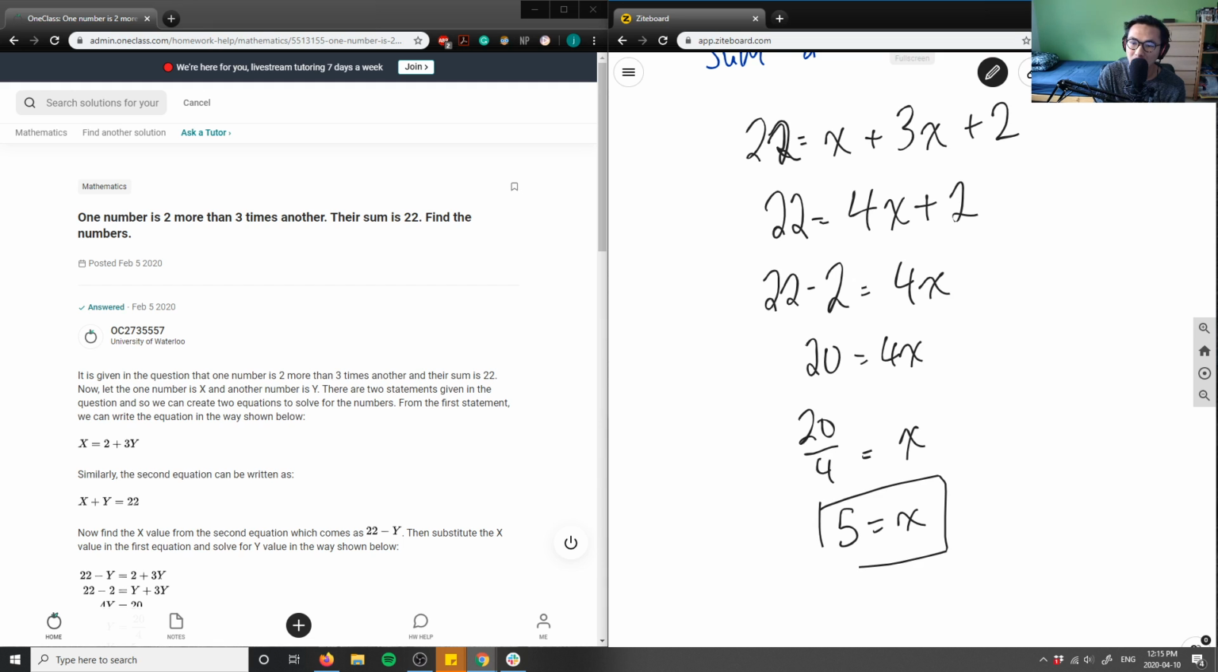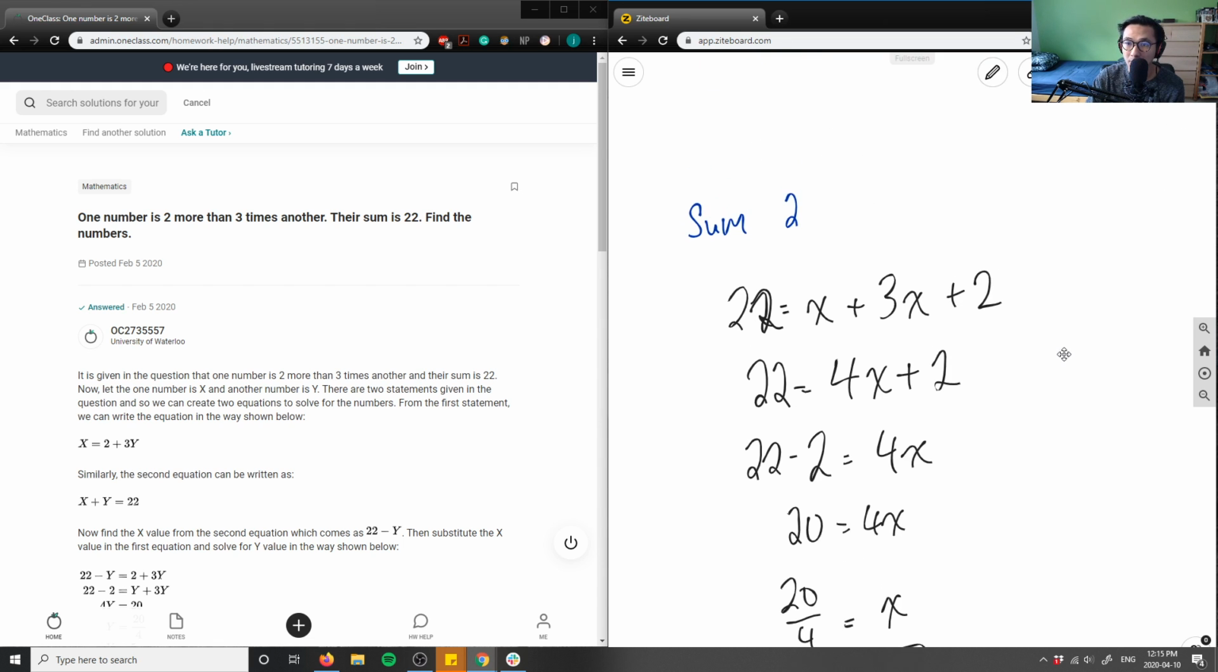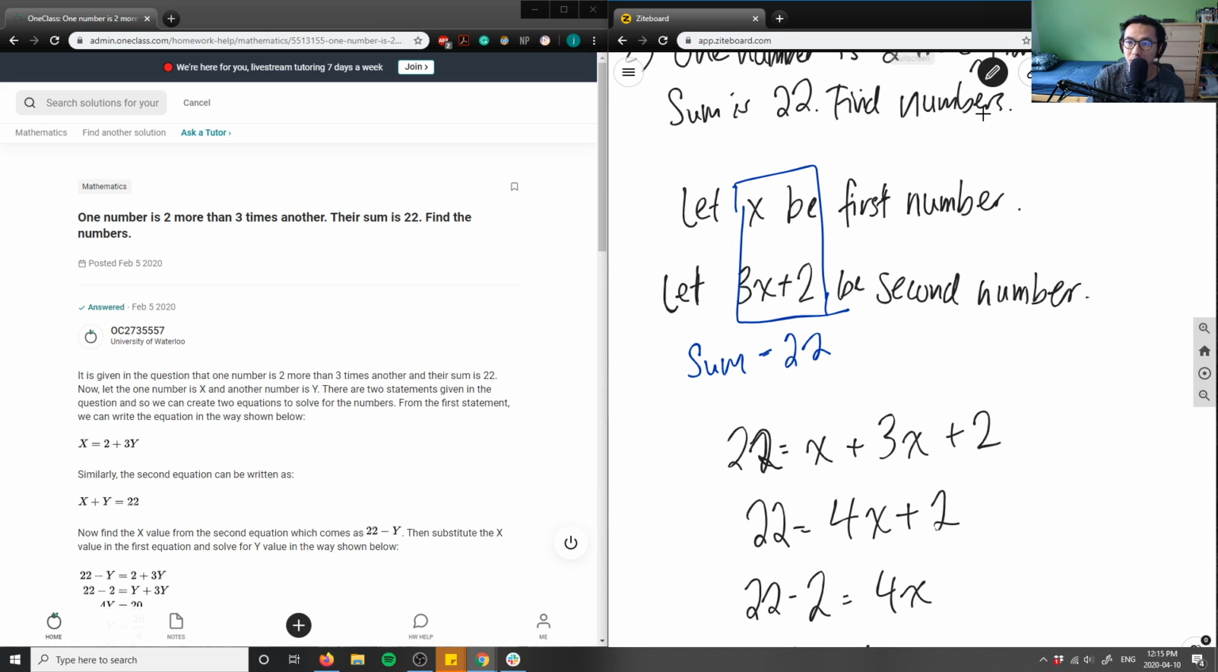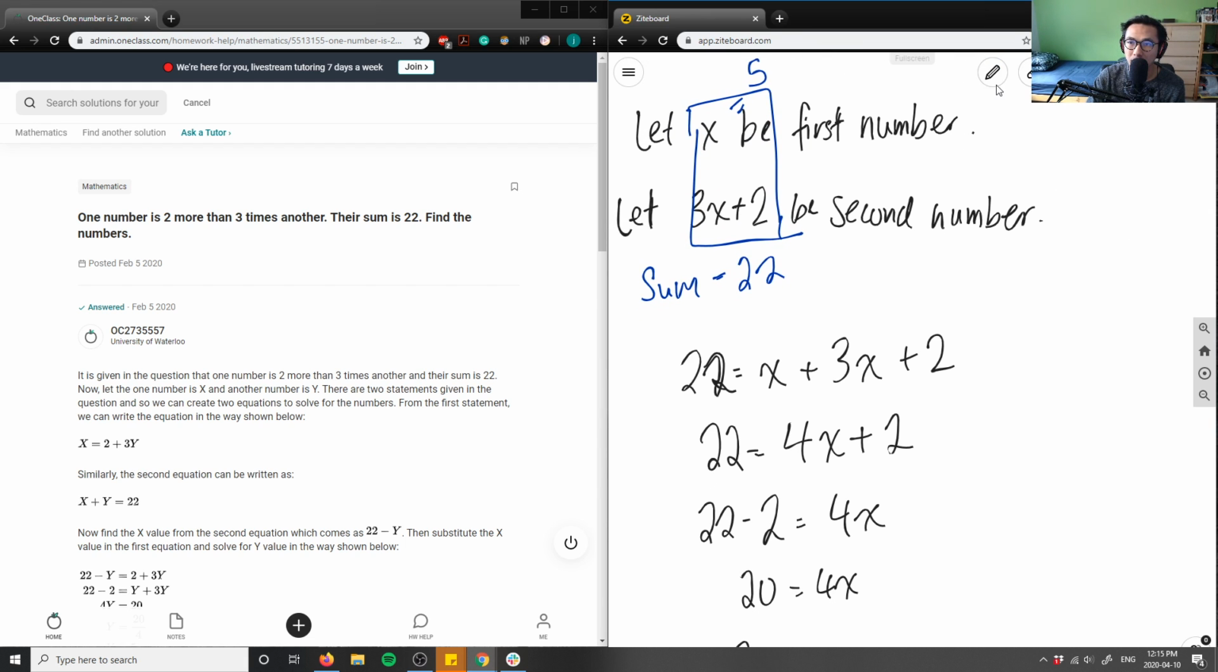So this here is going to be my first number. So again, I said let x be my first number, right? So I know for a fact that x here is 5. So x equals 5. And now I have to solve for my second number. What is our second number here? So if I know x equals 5, I can actually just solve the second number as well, right?